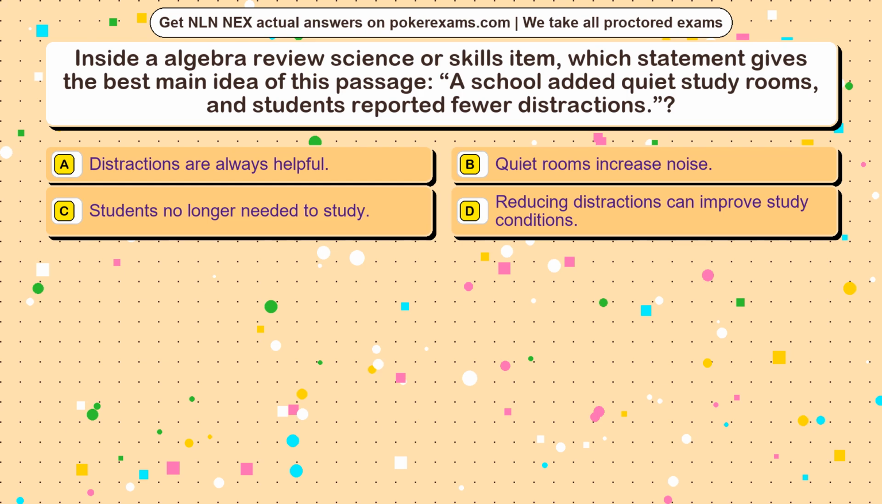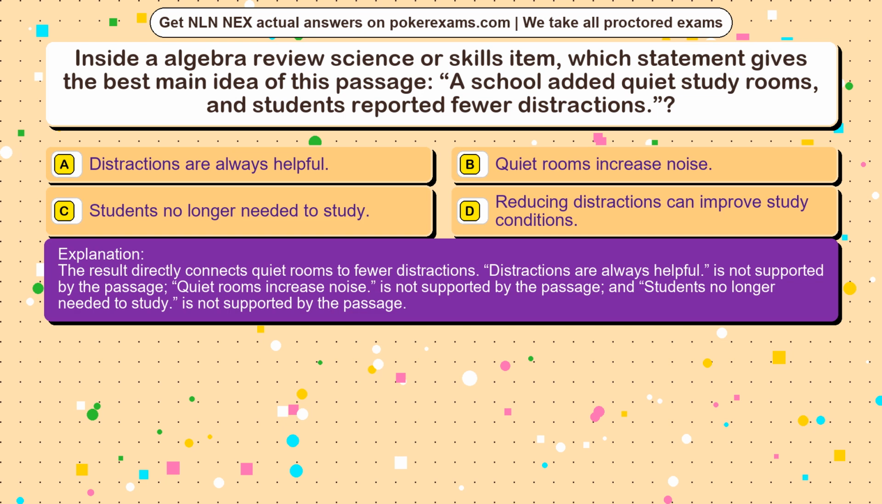The correct answer is option. The result directly connects quiet rooms to fewer distractions. Distractions are always helpful is not supported by the passage, quiet rooms increase noise is not supported by the passage, and students no longer needed to study is not supported by the passage.